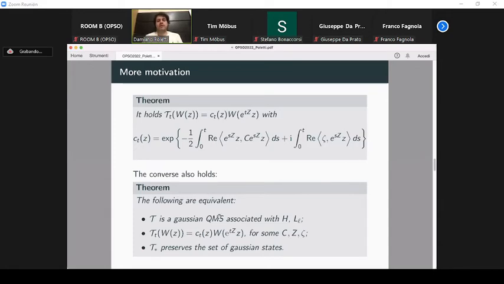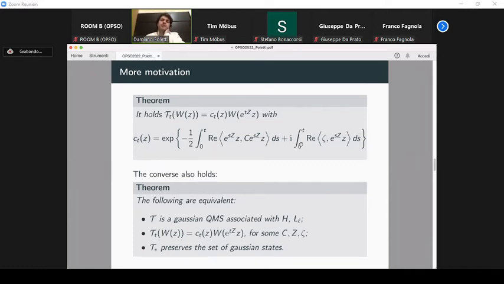Namely, a Gaussian quantum Markov semigroup can be taken, as I introduced to you earlier, as a certain quantum Markov semigroup associated with the choice of H and L. Or we can define a Gaussian quantum Markov semigroup as a semigroup that satisfies this explicit action on Weyl operators for some suitable C, Z, and zeta, the parameters that appear in the coefficient. Or eventually we can define a Gaussian quantum Markov semigroup as a semigroup whose predual preserves the set of Gaussian states. So these are three defining properties of this set.